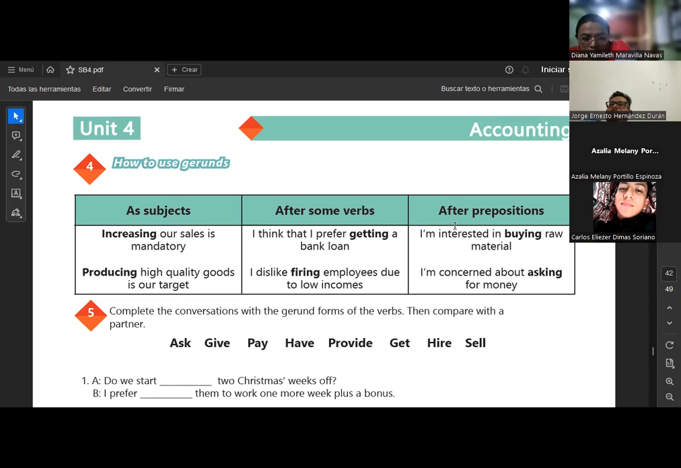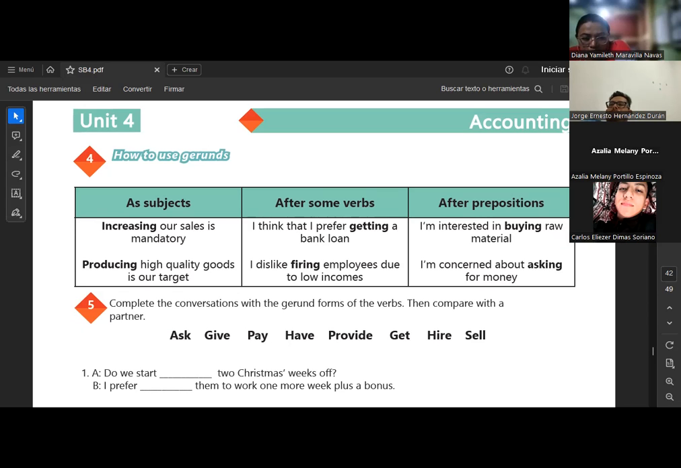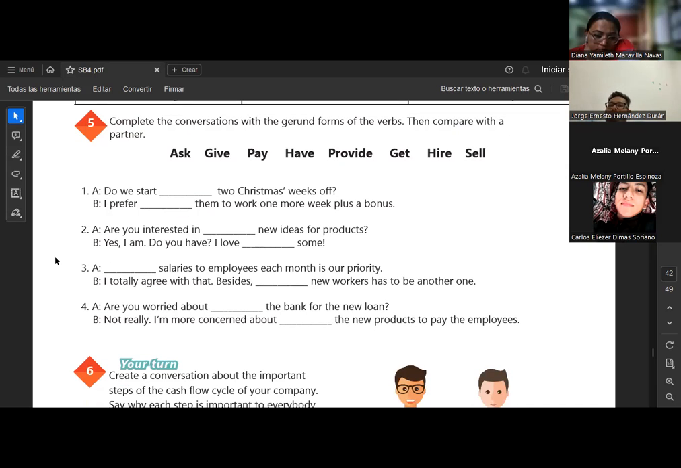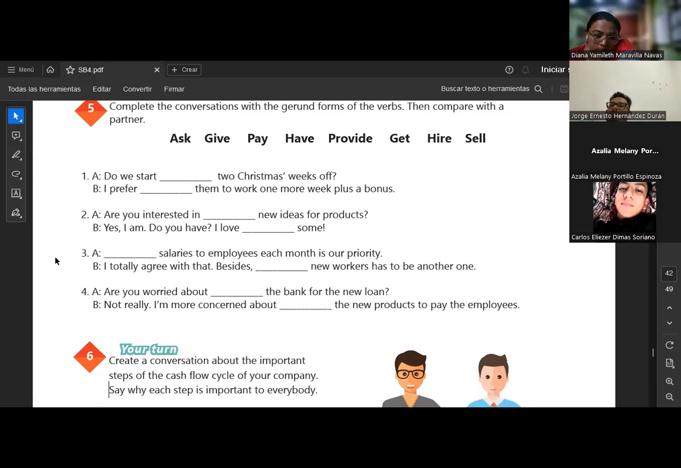Number five, it says there, complete the conversation with the gerund forms of the verbs. Then compare with a partner. All right, people, let's do this. Let's begin. Iniciemos. Vamos a ver. Let's go. Number one, two, three, and four. I'm going to give you 3 minutes. 3 minutos. If you have any questions, let me know.